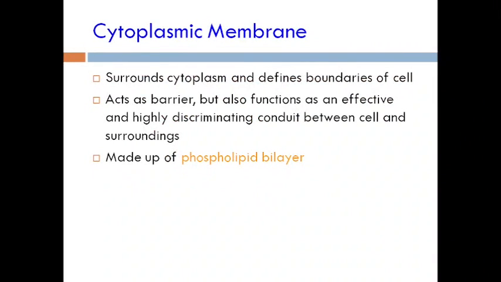Cytoplasmic membrane is found around the cytoplasm and it defines the boundaries of the bacterial cell. It acts as a barrier and also functions as a highly discriminating curtain or conduit between the cell and the environment. It is made up of phospholipid bilayer.